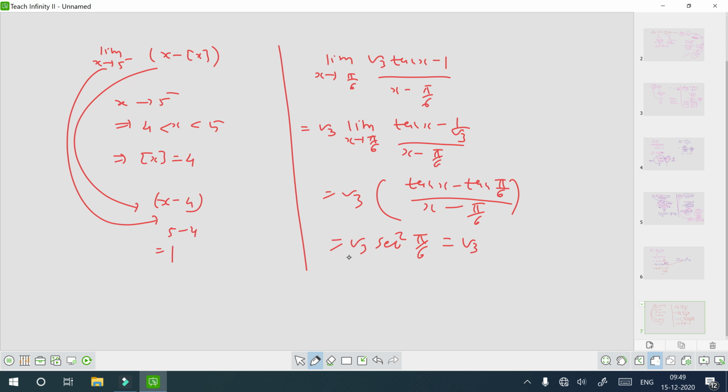Root 3, what is sec pi by 6? See, one minute, sec pi by 6 is 2 by root 3, whole square. So root 3 into 4 by 3. So that comes out 4 by root 3. Clear? Answer is 4 by root 3.